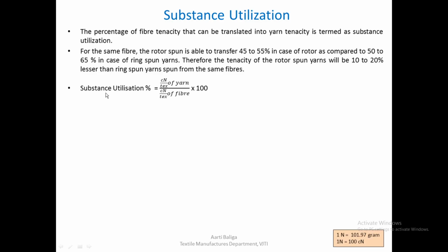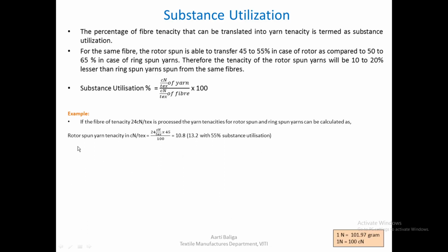So, there is a formula for substance utilization. It is centinewton per tex of yarn divided by centinewton per tex of fiber multiplied by 100. So, let us try to understand this with the help of an example. If the fiber of tenacity of 24 centinewton per tex is processed, the yarn tenacities for rotor spun and ring spun yarns can be calculated as given here. Rotor spun yarn tenacity in centinewton per tex will be equal to 24 into 45 divided by 100, since we are expecting a transfer or utilization of 45% here.